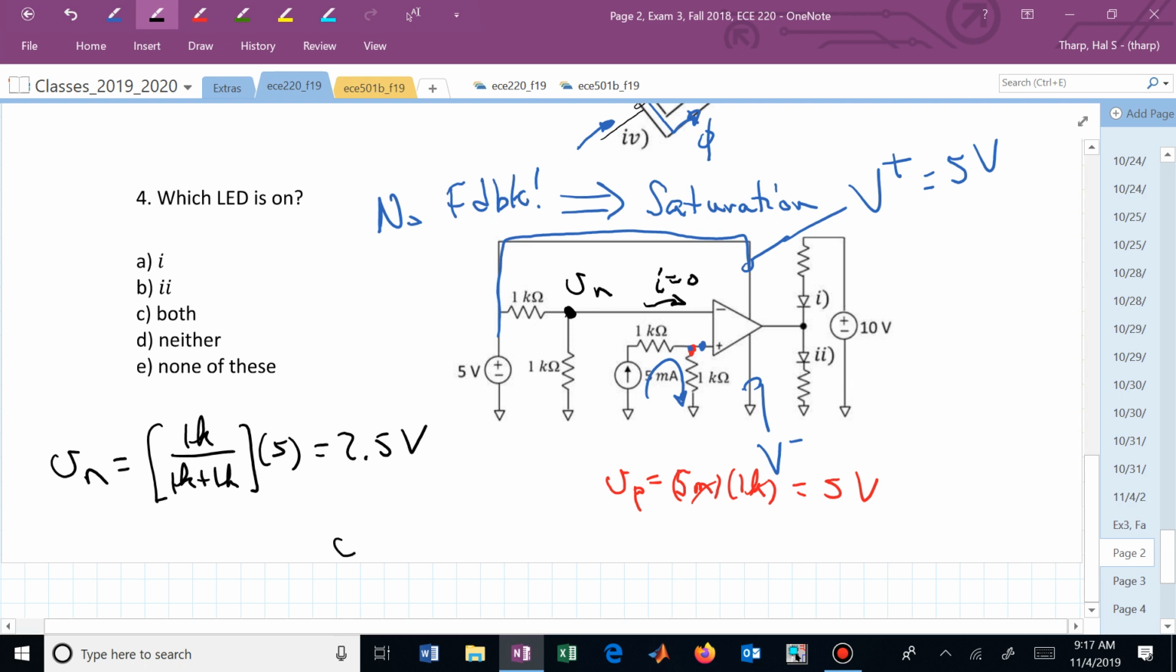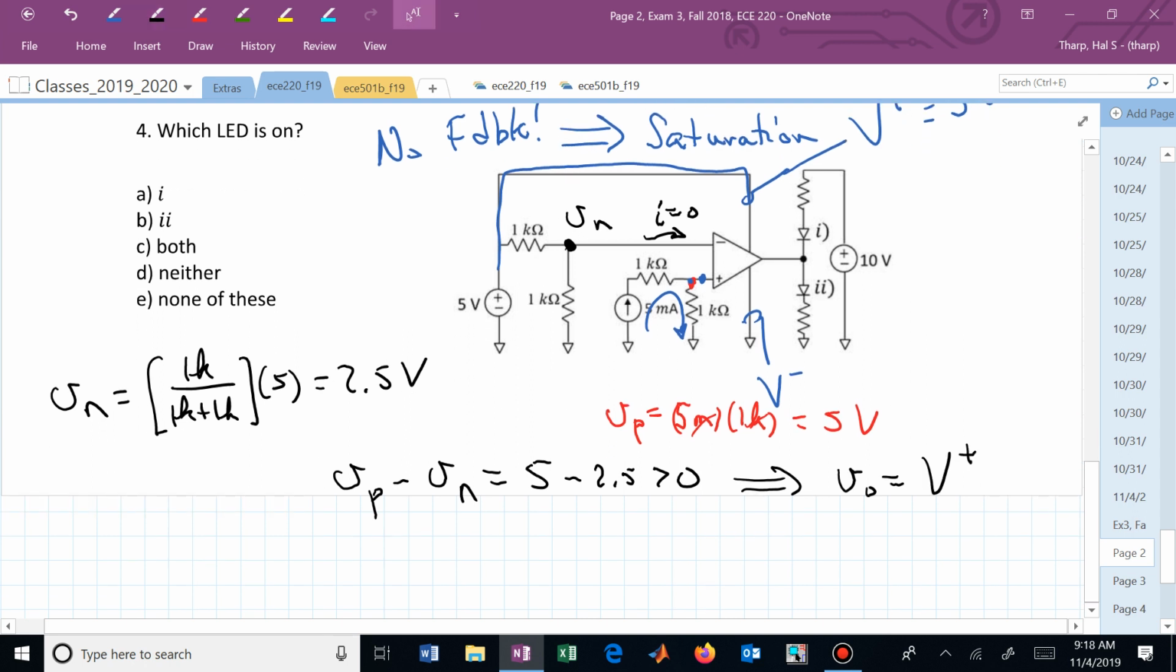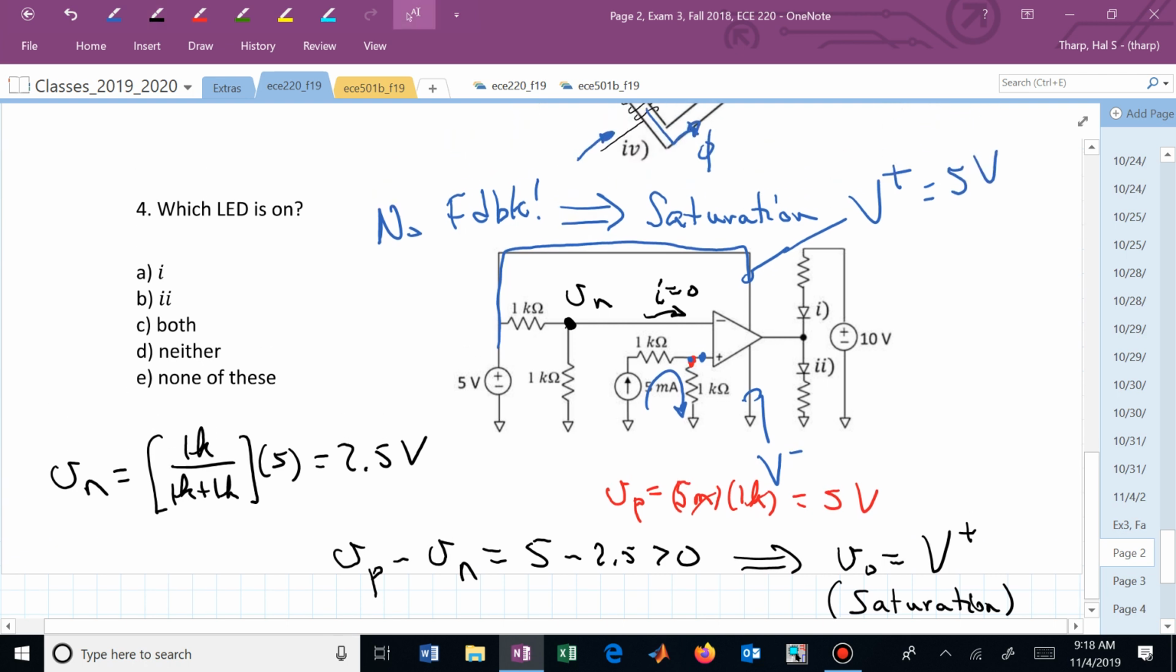What we now need to do is look at Vp minus Vn and figure out what its sign is. This is now 5 minus 2.5, which is bigger than 0, which means that VO, the output, goes to V plus. Because of no feedback, we are in saturation. We now know that this point is now 5 volts. This is now VO. Have a lot of 5s going around.